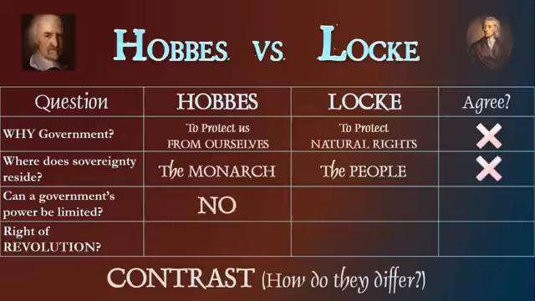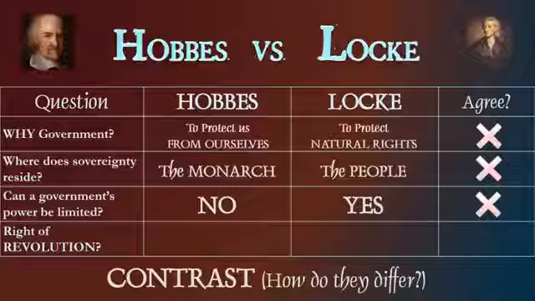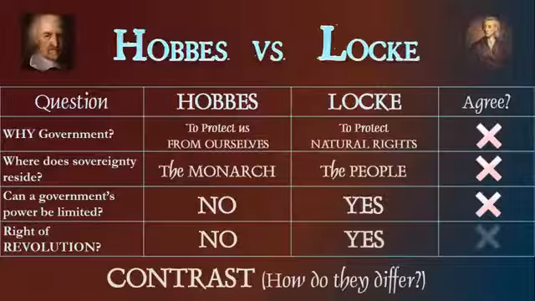Can a government's power be limited? Hobbes says no. Locke says yes. So this makes Hobbes an absolutist and Locke a constitutionalist. When government is not doing what it's supposed to do, do we have a right to overthrow it? Hobbes, who says that sovereignty resides in the monarch, says that no, there is no revolutionary right. Whereas John Locke says that if there is a long train of abuses and usurpations, if government is not doing as good of a job protecting our natural rights as we could do ourselves, then yes, we do have a revolutionary right.